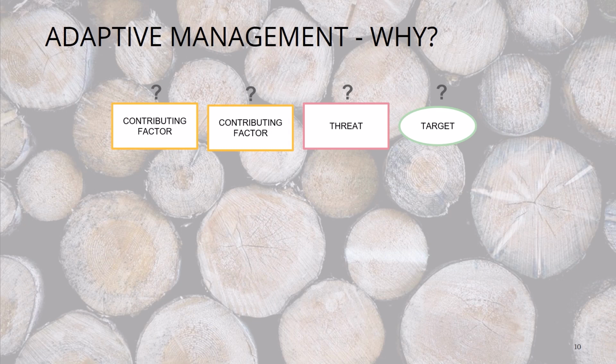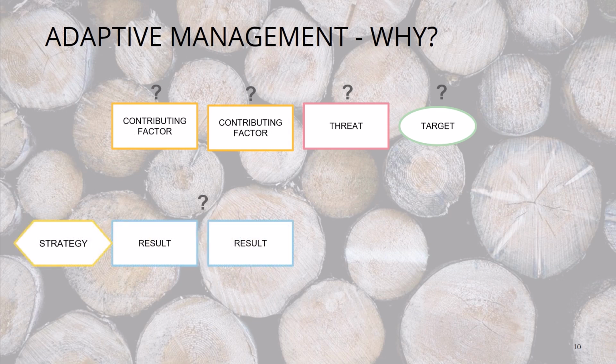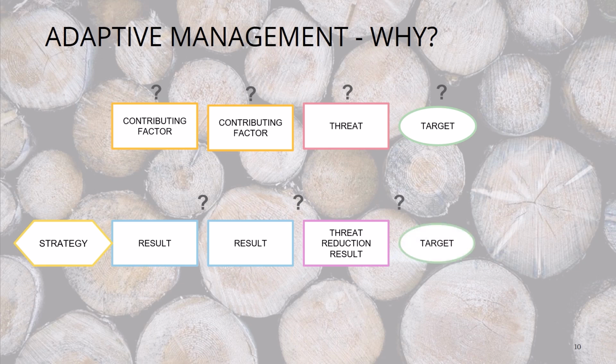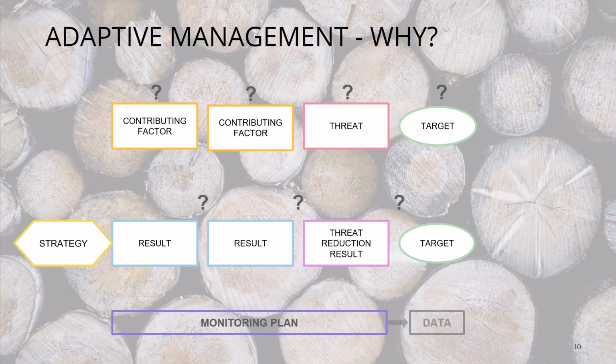In our results chains, we may have been uncertain about whether one result would lead to a subsequent result, if changes in contributing factors would lead to threat reduction, or if threat reduction would ultimately result in improved status of a conservation target. Wherever there was considerable uncertainty and risk in our project design, we should have constructed our monitoring plan to gather the data needed to test these assumptions.